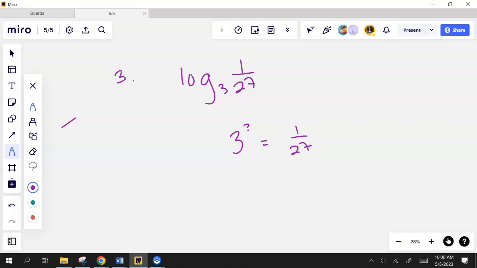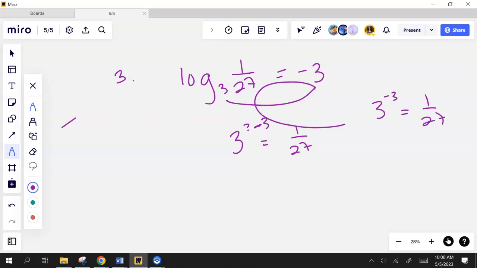Because it's going into a fraction, I know I need to flip something. And the only way to flip something is with a what? Negative exponent. So if I made it a negative exponent, then 3 to the what power would give me 27? The third. So this would be negative 3. And then I go back and check. Is 3 to the negative 3 equal to 1 over 27? Yes.